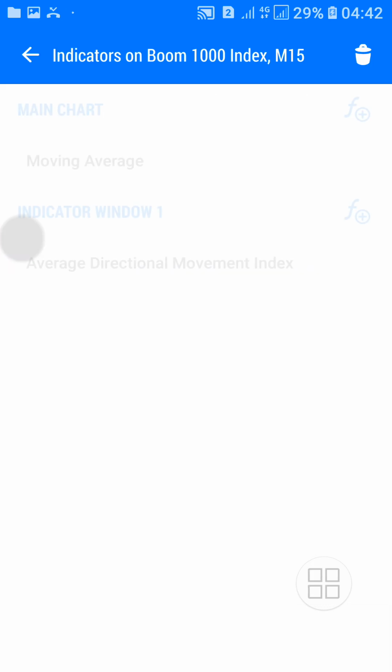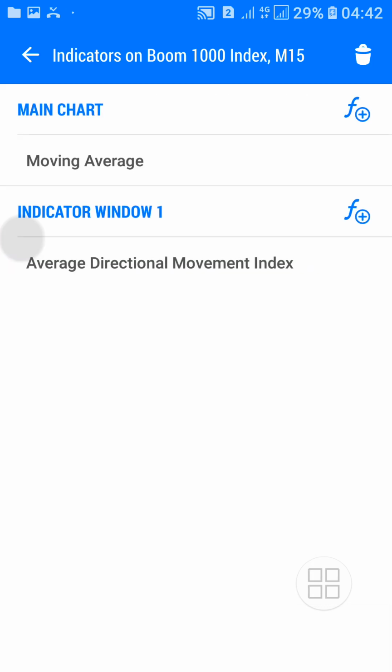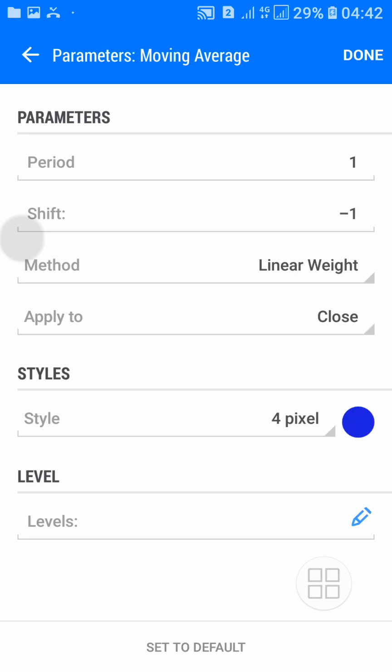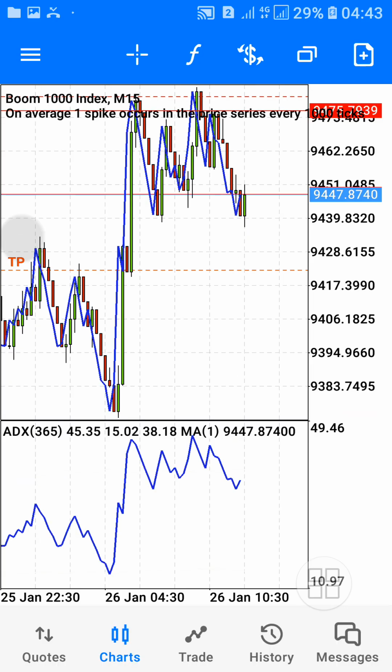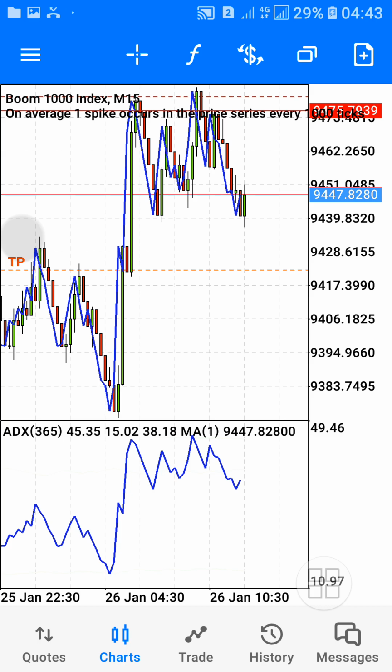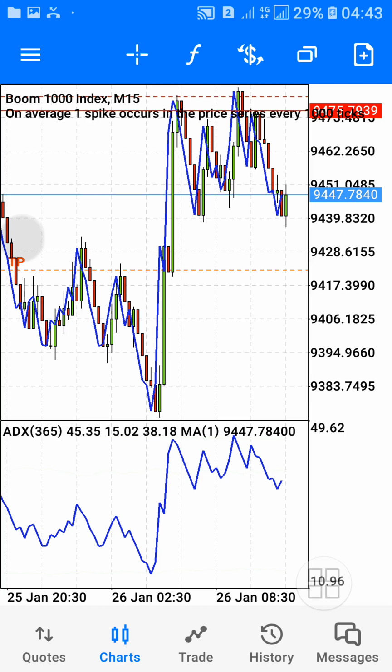So the next indicator I'm adding will go to indicator window 1, which is also a moving average. The same information as the first one, right? You can change the color if you like. As for me, I won't change the color, so the color is going to be the same. I just want the moving average to also be lined here in the indicator window 1 box, so I can be following the direction of the market.